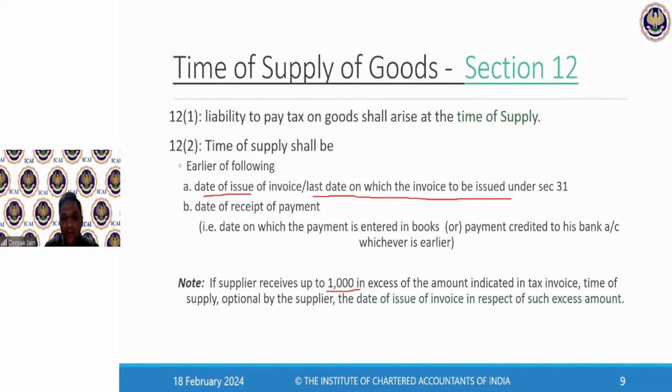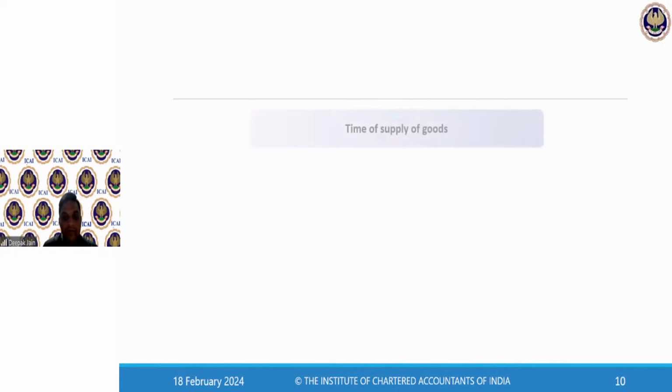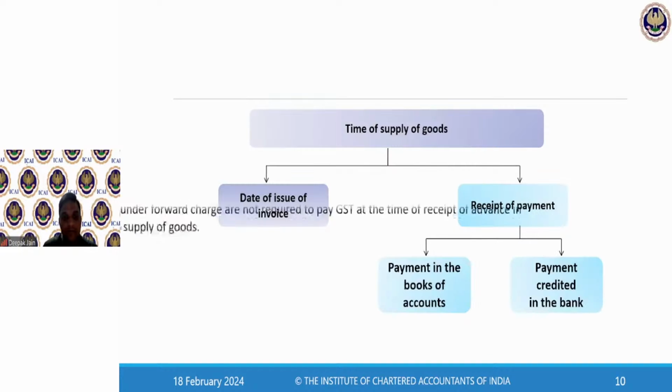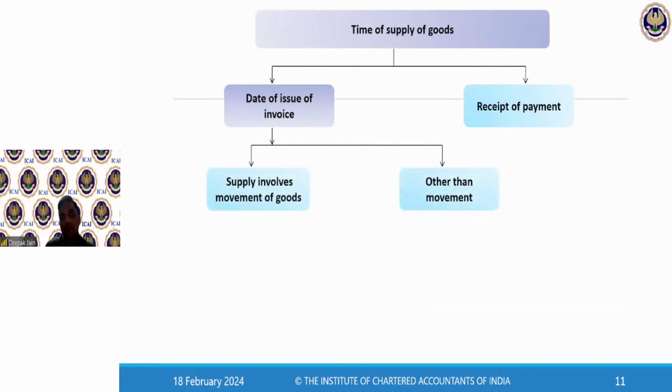So clear with time of supply? So the time of supply of goods is date of issue of invoice or the receipt of payment. And the date of issue of invoice is either on the actual date of invoice or the time when you are supposed to raise an invoice. When you are supposed to raise an invoice is coming from section 31.